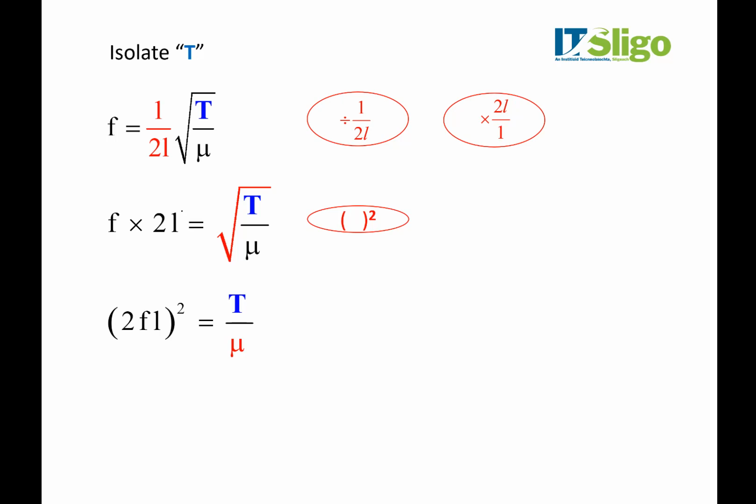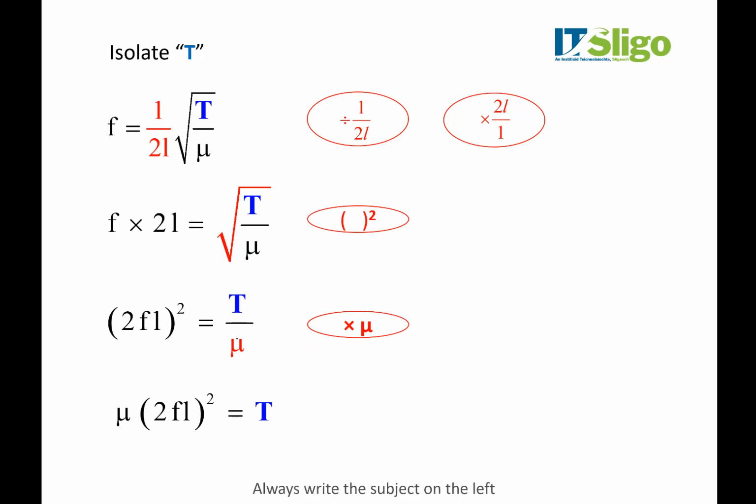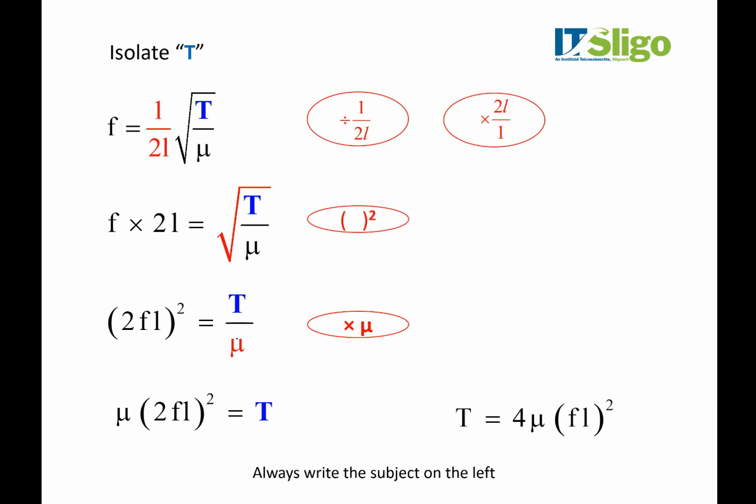Finally now guys, we have t divided by mu. We want to get rid of mu. It's joined on by division, so we multiply both sides by mu. Finally then, write our subject on the left. And there's our answer there.